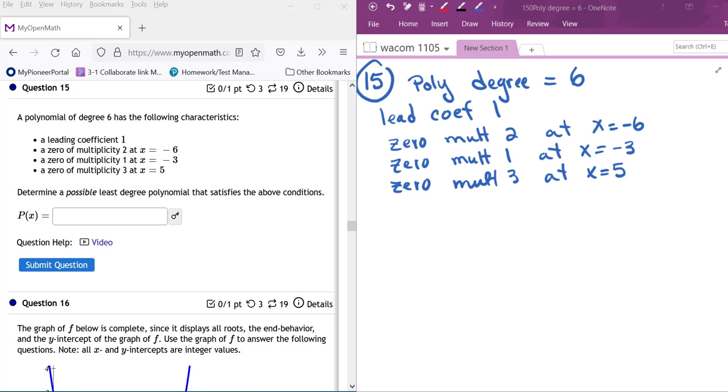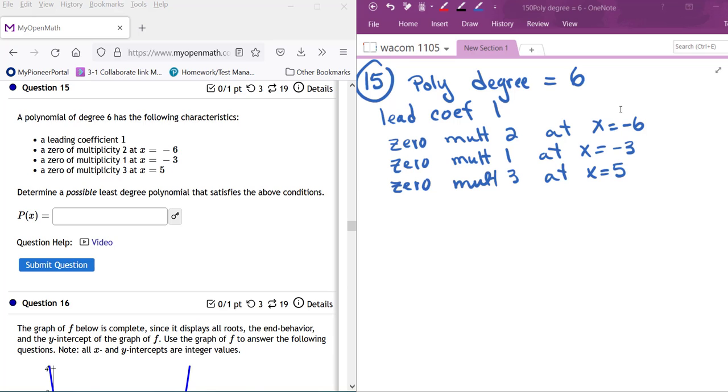Look at problem 15. This one is kind of a backwards thought process. You're looking for the equation or the function. So they have given us some conditions. It is a polynomial of degree 6. It has a leading coefficient of 1. And these are the zeros with their multiplicity.